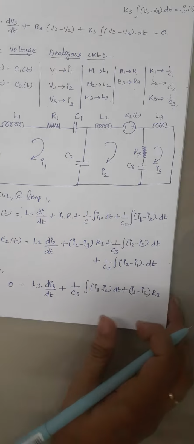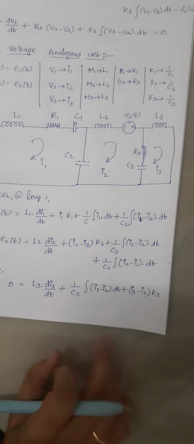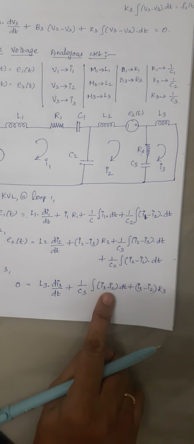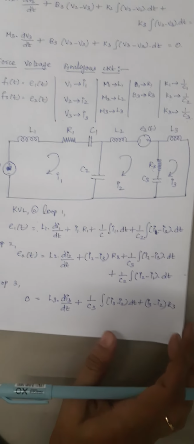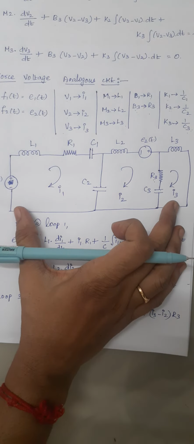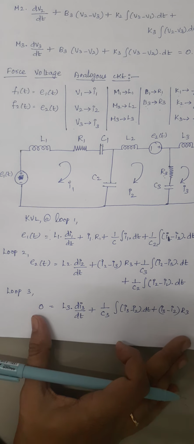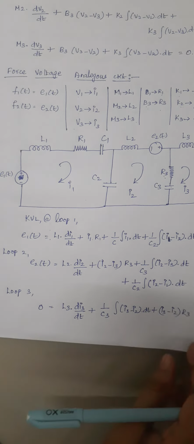Right. So totally we have 3 elements, and our expression should consist of 3 parts: 1, 2 and 3. So this is the respective force voltage analogous circuit, and these are the respective expressions. Hope you all are clear with this. Shall we move to our force current analogy?